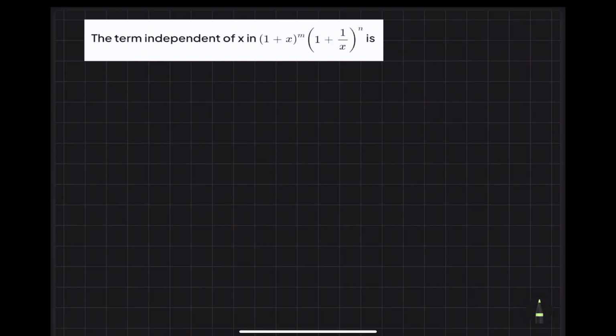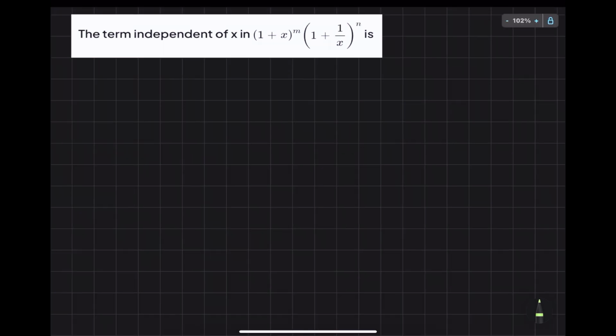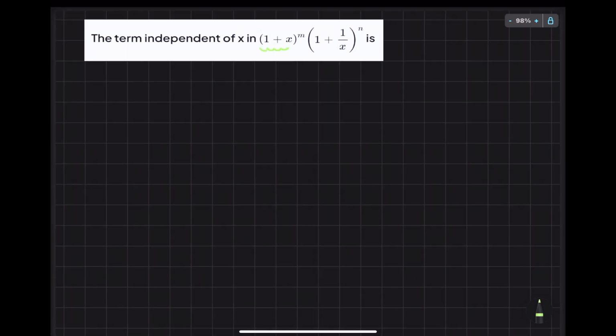So we got this situation. The term independent of x means we want x to the power 0. Now look at this. In this part, you have m plus 1 elements, and in this part you have n plus 1 elements. So if you go one by one, you will be in trouble. So what you should do is just observe your question.